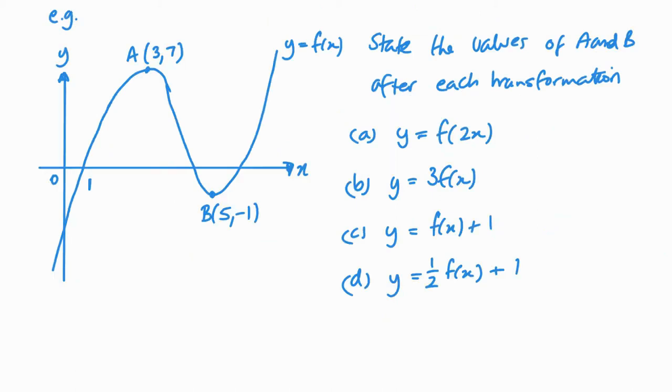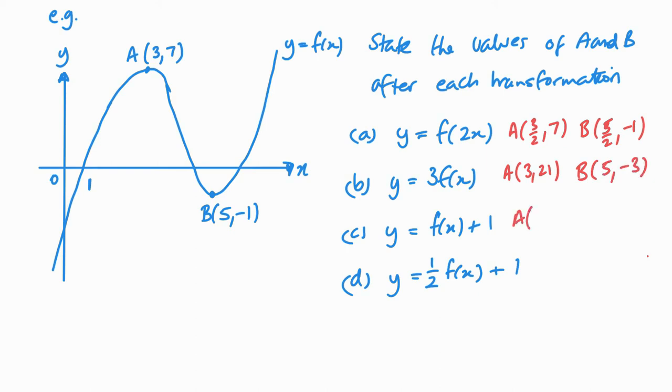Now this time we're just going to state the values of A and B. So y equals f of 2x, so we need to half our x's, so we get 3 over 2, 7, and 5 over 2, minus 1. For part B, we've got 3 times f of x, so we're going to multiply our y values by 3, and nothing happens to our x values.